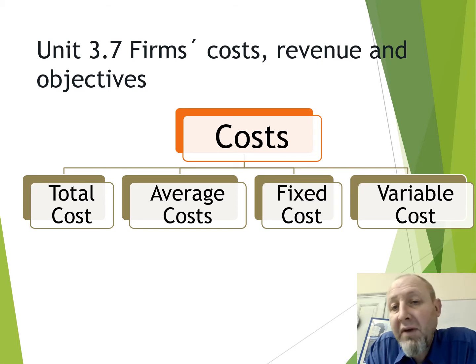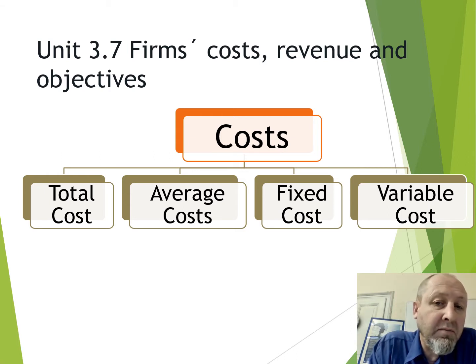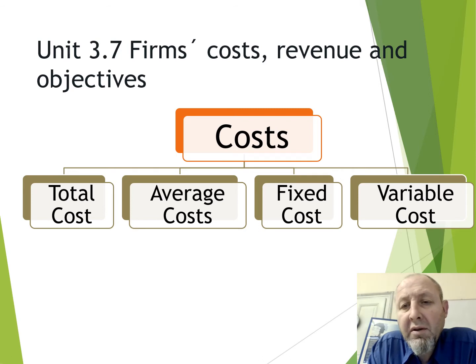Fixed costs and variable costs. If I add the fixed cost and the variable cost together, I will get the total cost. If I want the average cost per loaf, I take the total cost and divide it by the number of loaves of bread I made, and I will get an average cost. So far, nothing complicated.